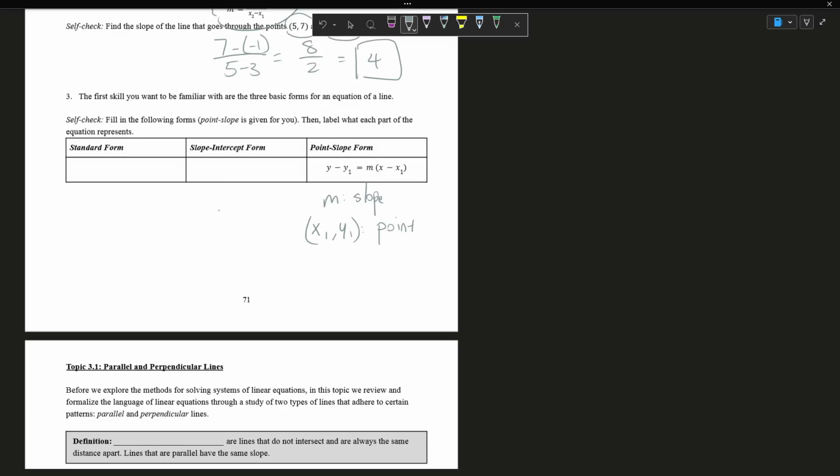Now, let's look at standard form. Standard form is a nice way of writing it. It is not the most helpful, but we have ax plus by equals c. Standard form is not super helpful, but it's just a nice way of looking at it. It's pretty standardized.